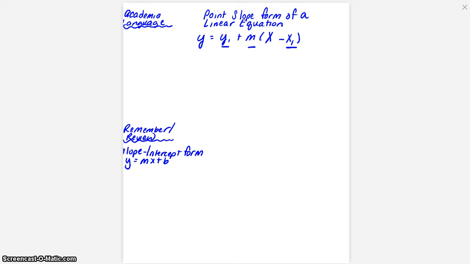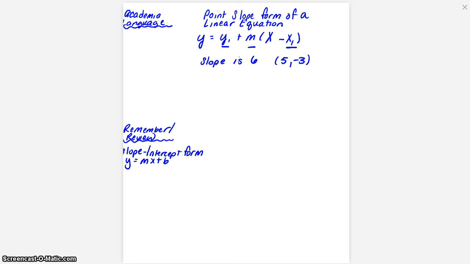So let's go ahead and say, if I have some data, and I know that the slope is 6, okay? And I know that one point is 5, -3. Okay, so all we have to do is substitute this in. Mr. Zielinski likes to say chug and plug, but it's really just a plug.